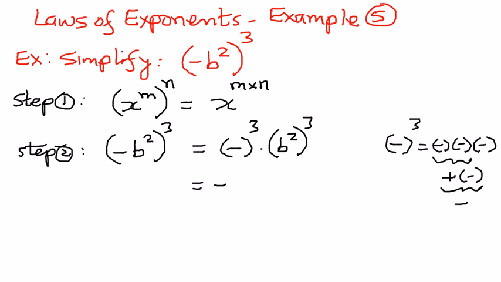And then we are going to use this rule which we just talked about. b to the power of 2 raised to the power of 3 is going to be b to the power of 2 times 3. Therefore, we can write this as negative b to the power of 6. So this is how we want to simplify this given expression using the laws of exponents.